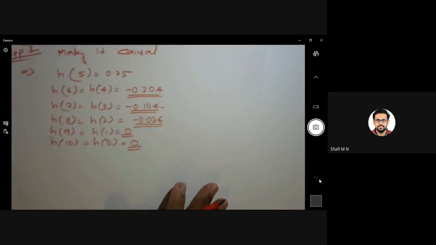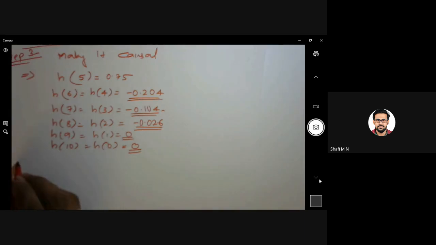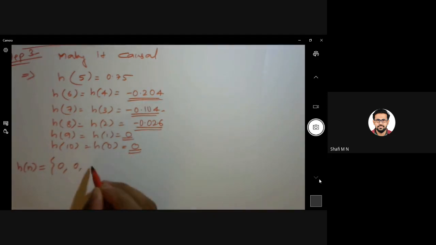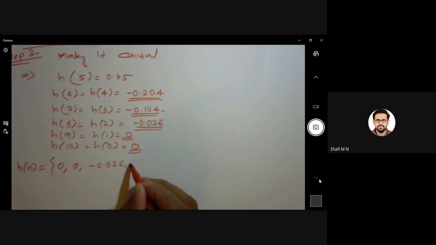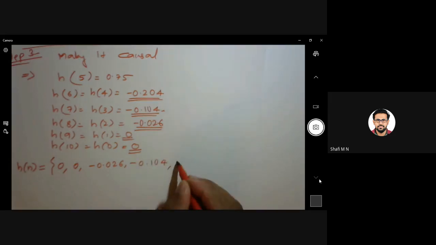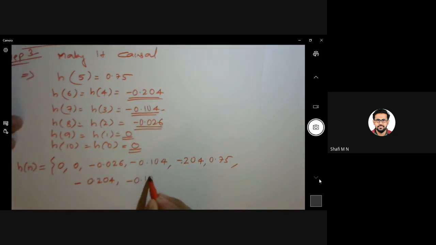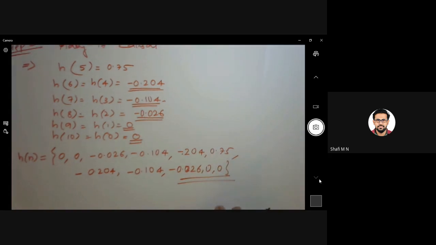So this is my complete design. So you can write your impulse response h of n equal to, you will start with h of 0, 0, comma h of 1 is 0, then minus 0.026, minus 0.104, then minus 0.204, then 0.75, then again reverse order. That means h of 6 comes here, minus 0.204, minus 0.104, minus 0.026, comma 0, comma 0. That will be your final answer. This is the final design.